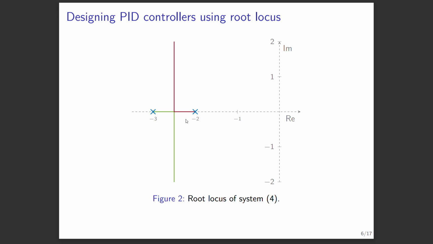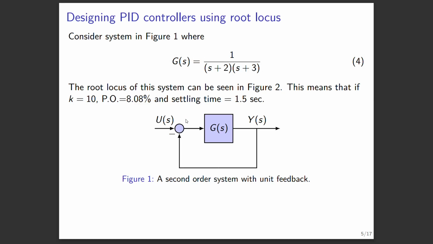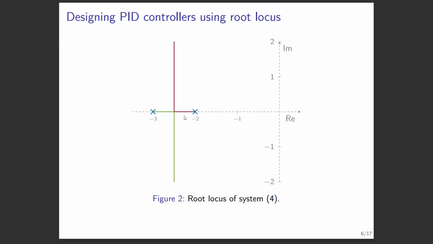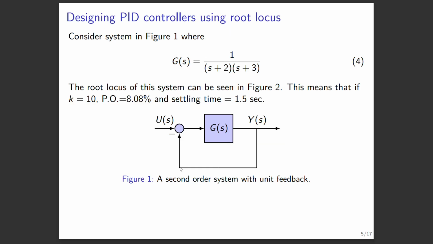This is the root locus of it. It has two poles at -2 and -3. And therefore, there is an asymptote here at -2.5. And this means that with the gain of 10, with k equals 10, we have the percentage overshoot equal to 8.08%, and settling time is 1.5 seconds.